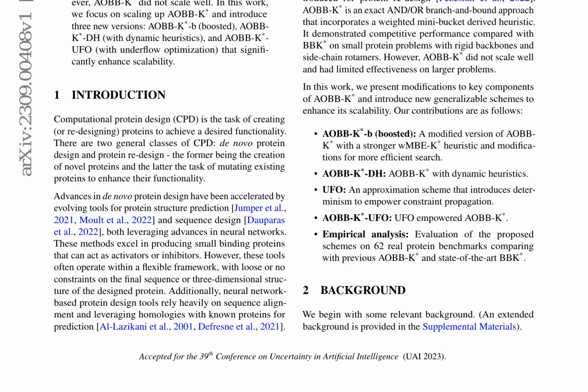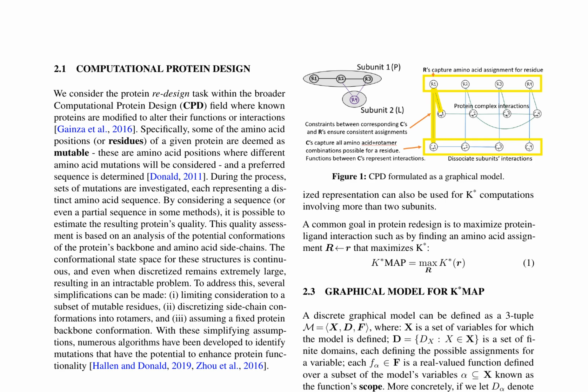The paper includes an empirical analysis of these schemes on 62 real protein benchmarks, comparing them with previous AOBB-K* and state-of-the-art BBK*. The computational protein design field involves modifying known proteins to alter their functions or interactions. Amino acid positions are deemed mutable, and a preferred sequence is determined through sets of mutations, estimating the resulting protein's quality based on potential conformations.